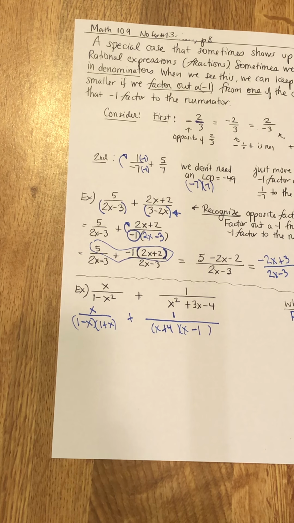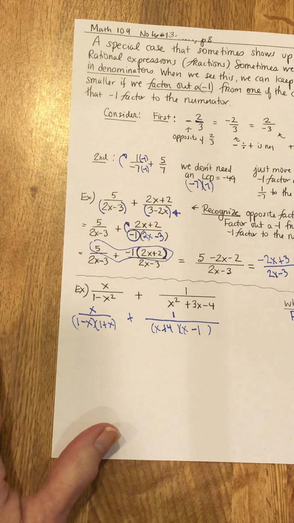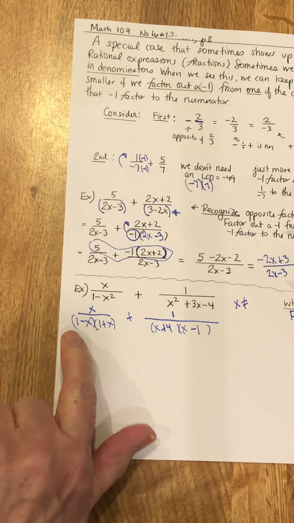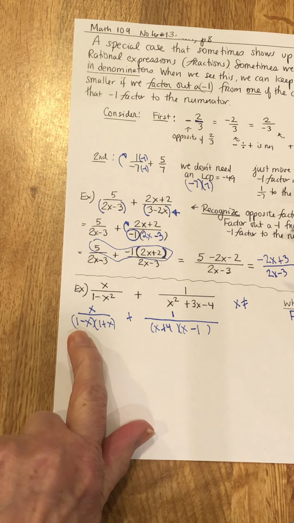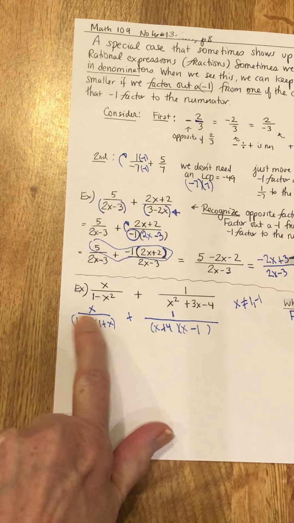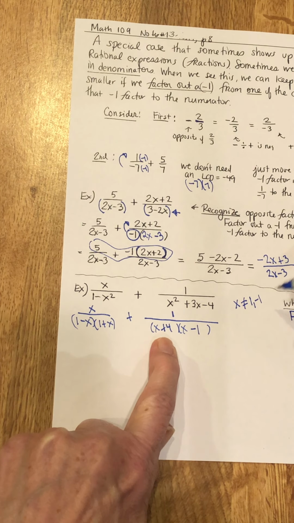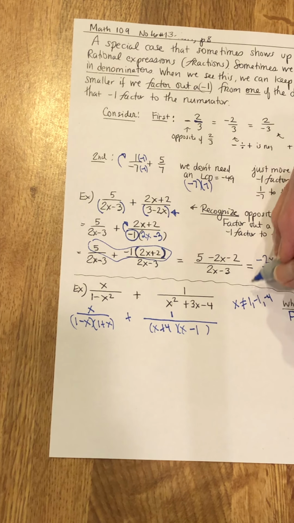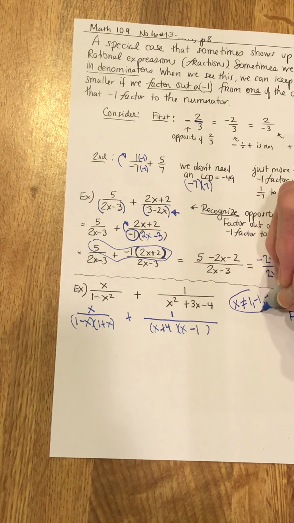Okay, so at this point in time, you can list your restrictions if you're asked to do that. Don't let your denominator be 0. So if x was 1, that would make this denominator 0. If x was -1, that would make the denominator 0. If x was -4, that would make the denominator 0. And then if x is 1, but we've already listed that, so we don't need to list it again. So those would be the restrictions.